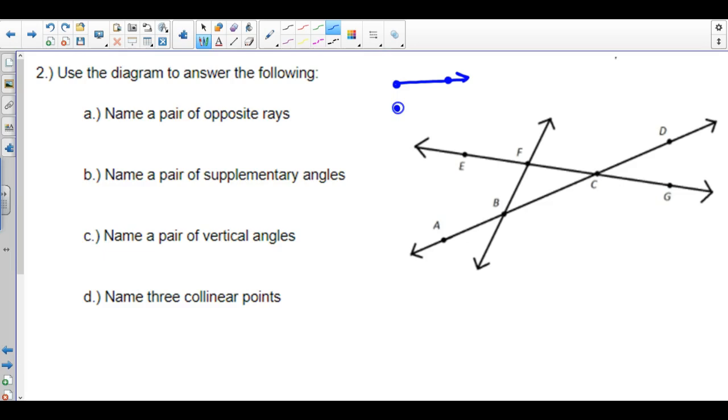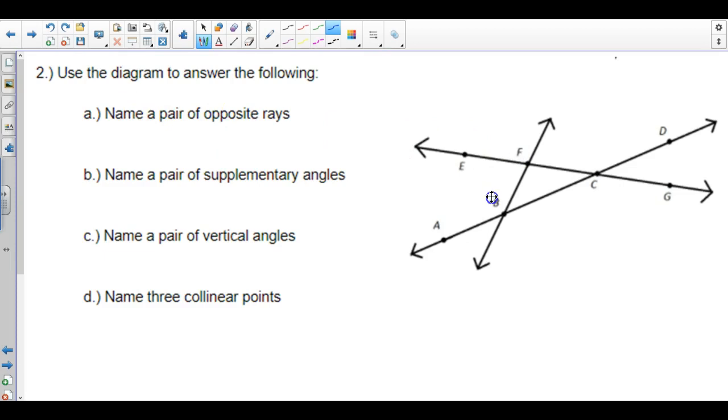So if I did the same thing going in the opposite direction, and again I move this on top of here, vocab term, these points are on the same line. These are what we would call collinear. Okay, and that actually looks like one of these questions.